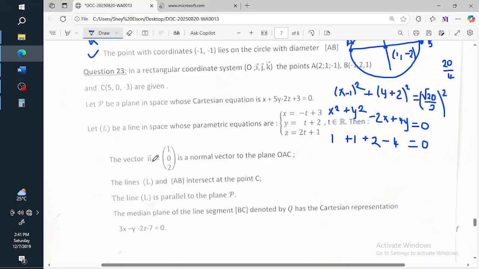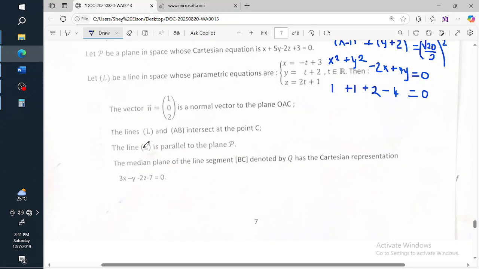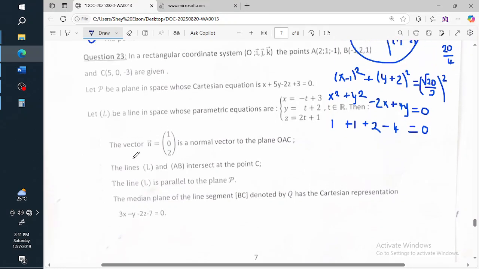Let N be a normal vector to the plane OAC. So that gives you the normal vector to the plane OAC. Okay, these are the options. The vector N, which is (1, 0, 2), is a normal vector to the plane OAC.